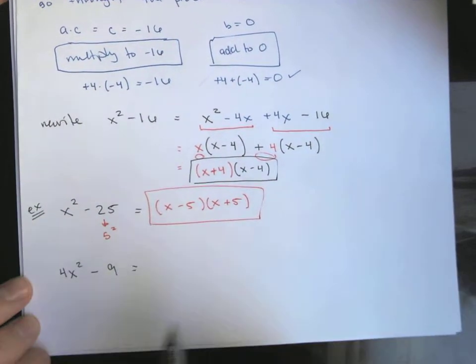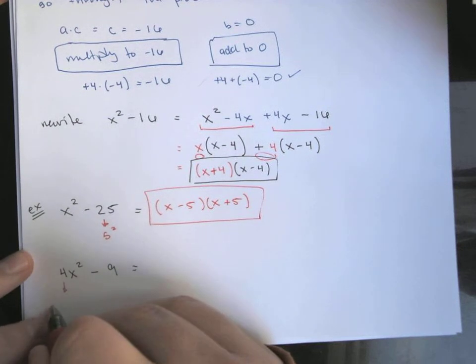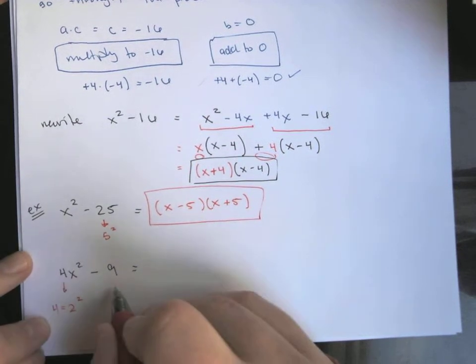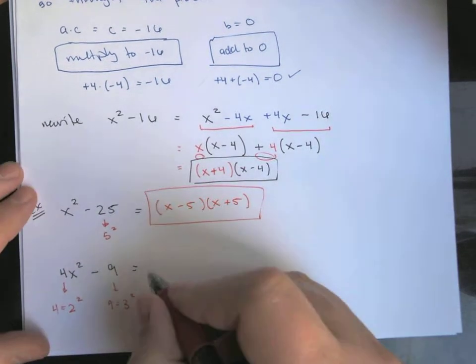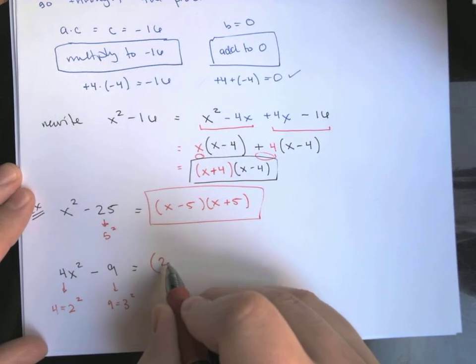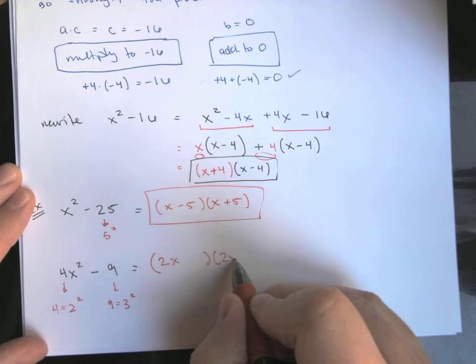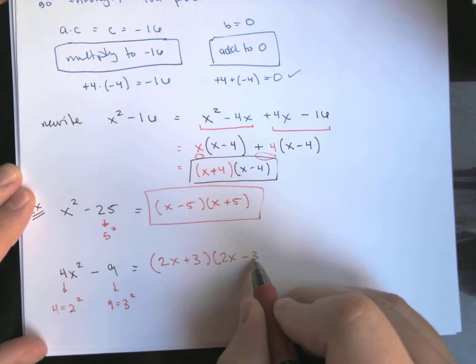But if I do that, and this number is also a perfect square, right? So 4 would be 2 squared, and then my 9 is 3 squared. What happens is I can do not x and x, but I can do 2x and 2x, and then for the 9 I'm going to get plus 3 and minus 3.